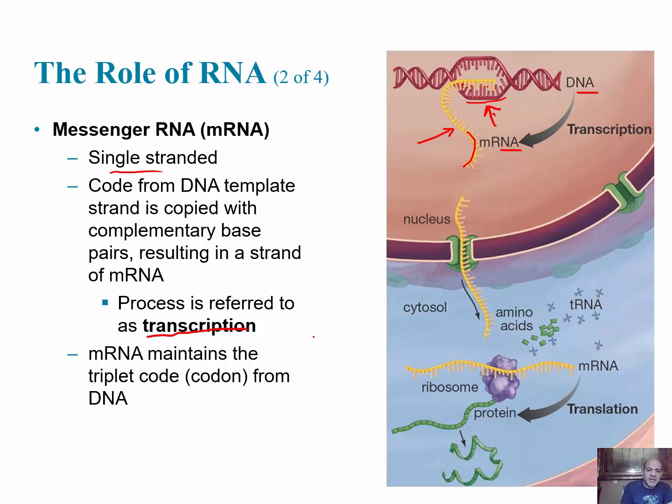Now, the 3-letter codes that were called triplets on DNA are going to be complementary to 3-letter codes on mRNA, but we're going to call those codes codons. So the triplet is on your DNA. The triplet makes the codon on mRNA, so that's the key term there. So where are codons found? They're found on the messenger RNA.